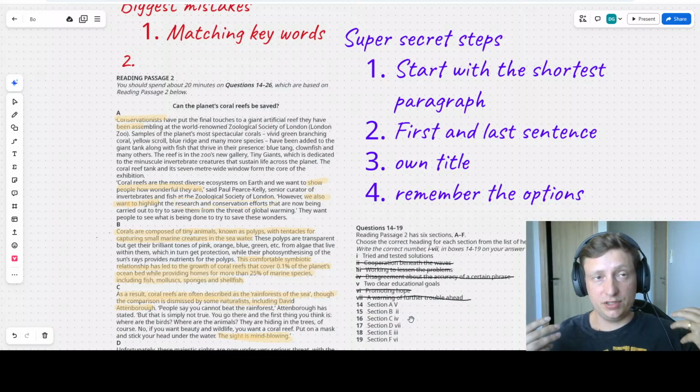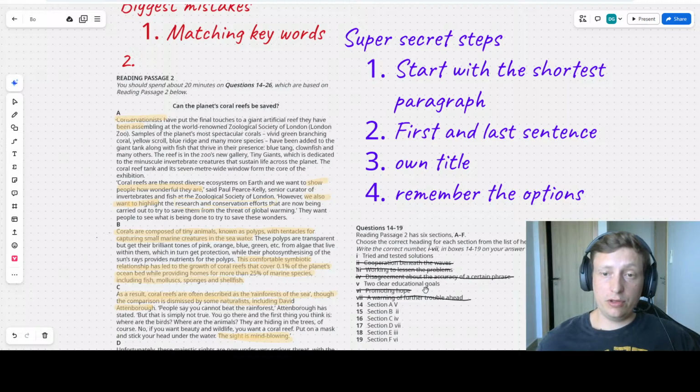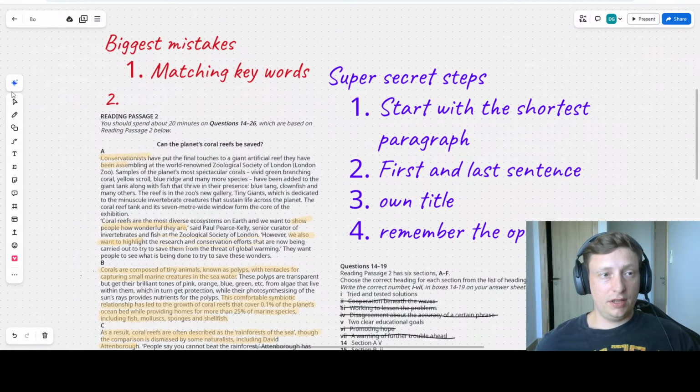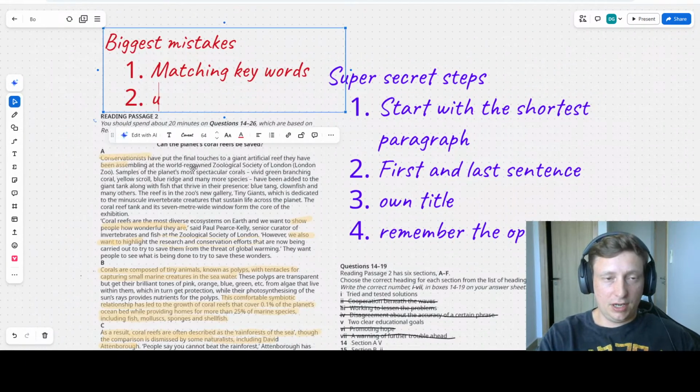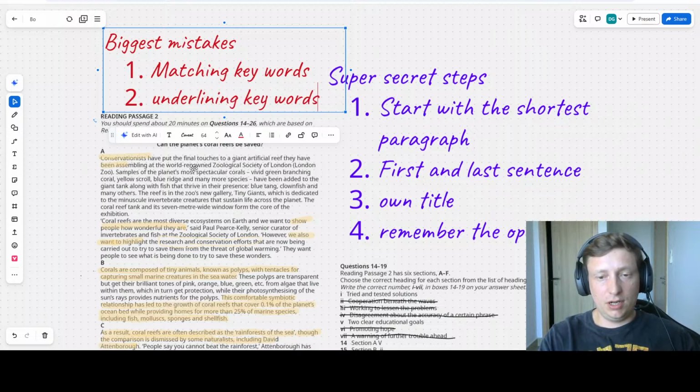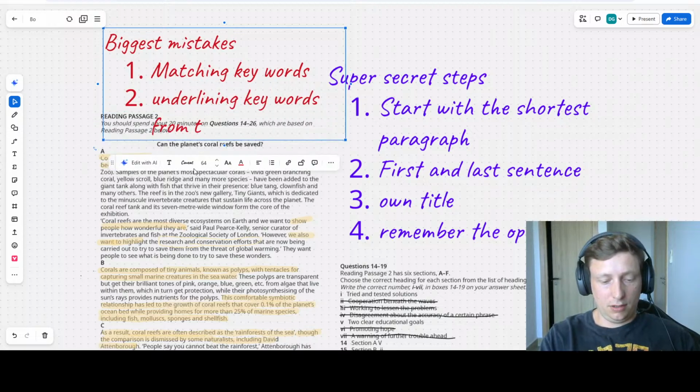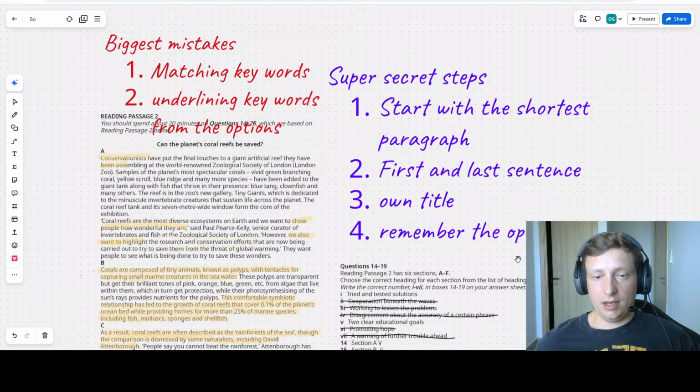This is super important, because if you don't, you're just going to default to this big mistake here, where you're trying to match the keywords or synonyms of the keywords rather than the actual idea of the passage. And then lastly, when you get down to 2 or 3 options, you can now read the titles and keep the titles in mind. I just want to go over the second big mistake that people make, which is underlining keywords from the options. When I say the options here, I mean like I.